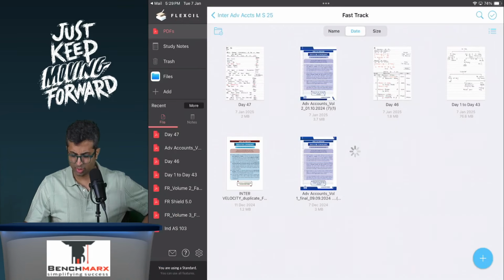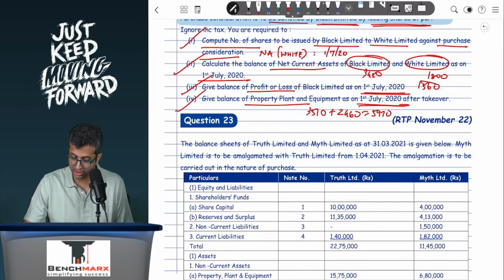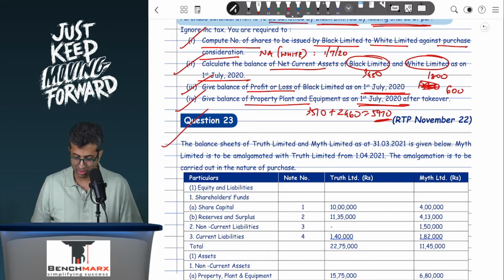Yes, so this is question number 22. The only question where you have, so this is I think 600 and this is 5970, where you have that 3-month gap where you have to do some adjustments. Next you go to question number 23.